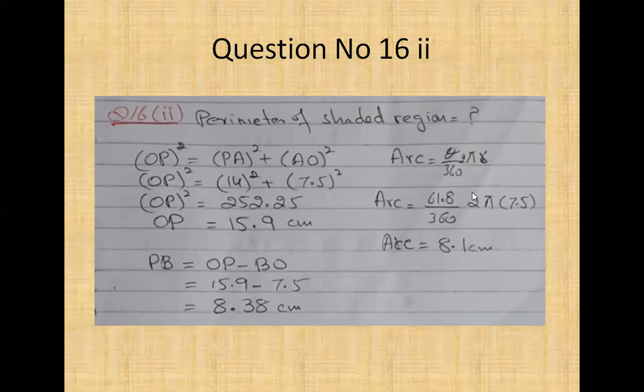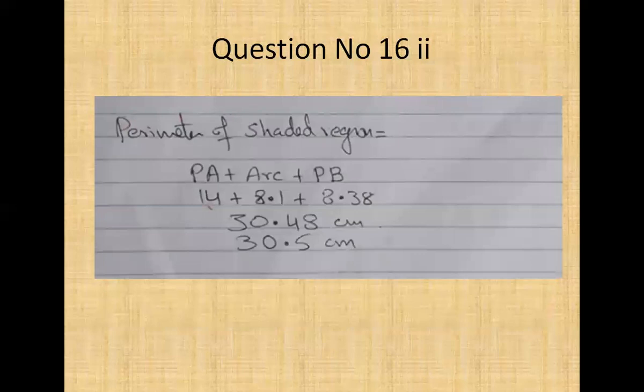Then I will find the arc. The formula for the arc of the sector is theta by 360 times 2 pi r. Theta is 61.8 degrees, divided by 360, multiply 2, multiply pi, multiply 7.5. The radius is 7.5, equals, and that will be 8.1 centimeter. So now I know the sides of that shaded region. The perimeter of the shaded region will be PA plus the arc plus the PB. PA is 14 centimeter, arc is 8.1 centimeter, and the PB side is 8.38 centimeter. If you add them, that will be 30.48 centimeter, which is 30.5 centimeter.